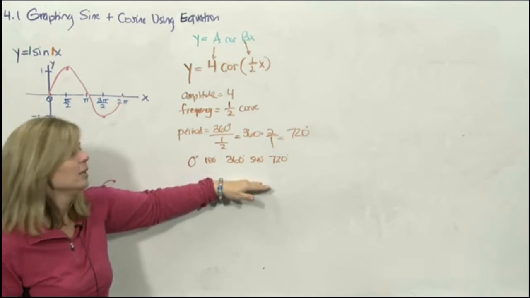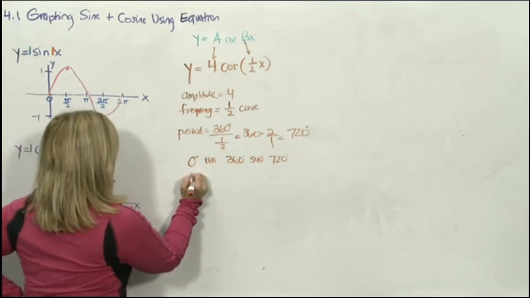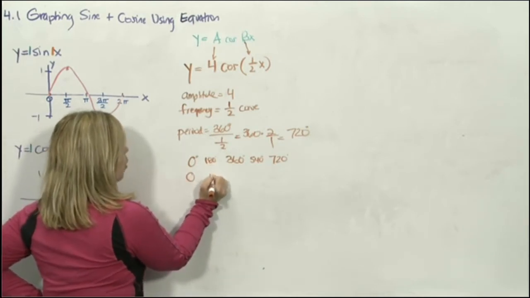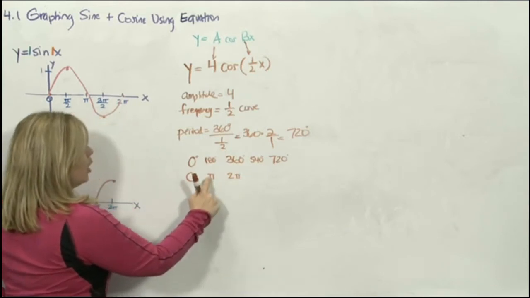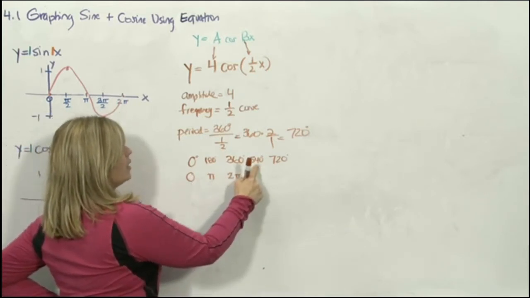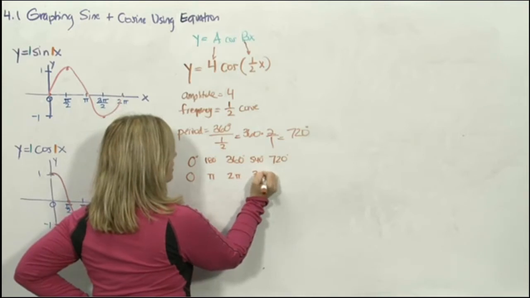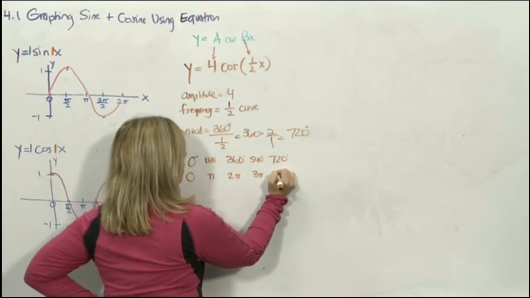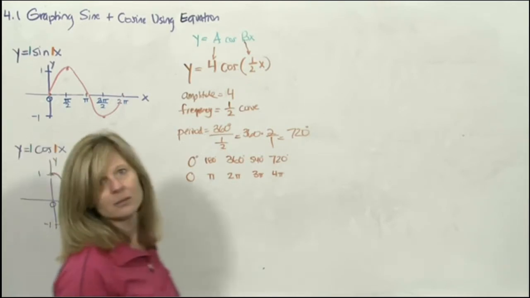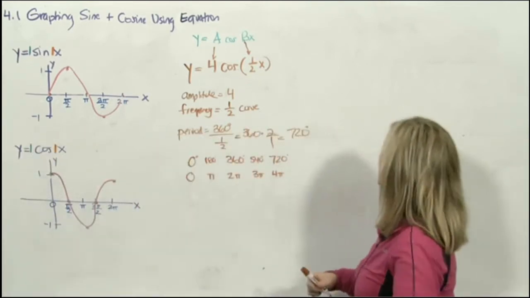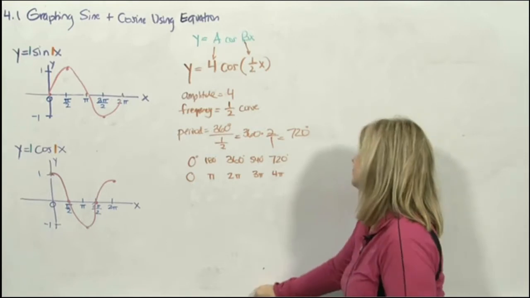Okay, y'all with me? So I'm going to change these to radians. We know 180 is 1 pi. We know 360 is 2 pi. You see the pattern? 1 pi, 2 pi, so 540 is 3 pi. 720 would be 4 pi. 1, 2, 3, 4. Isn't that cool? Now, let's go set up our graph and plot our points.